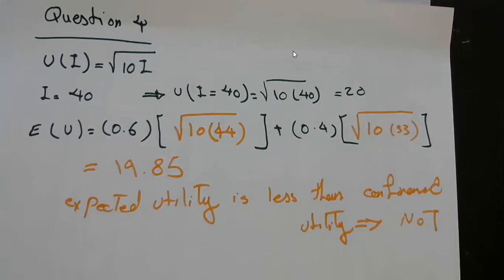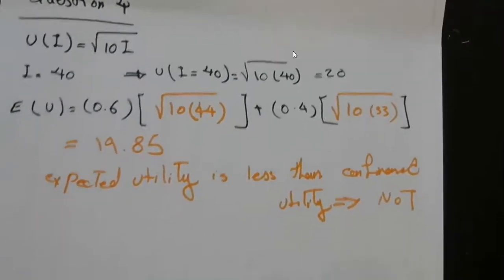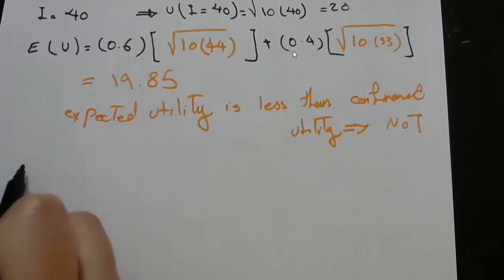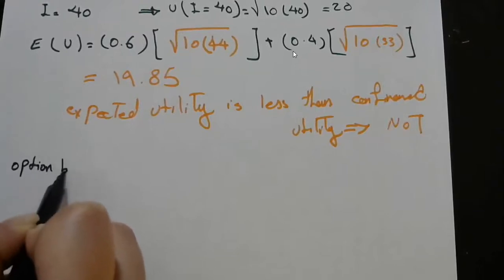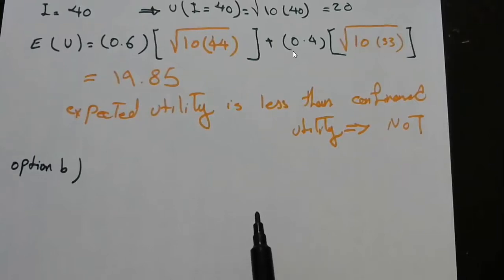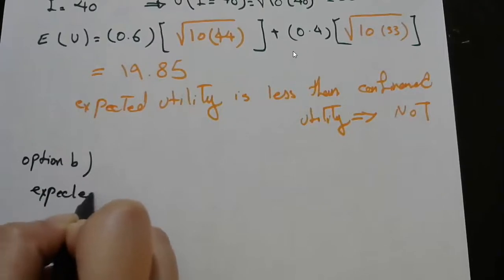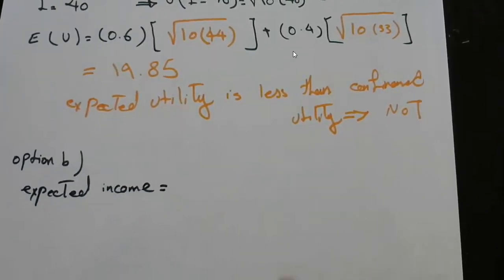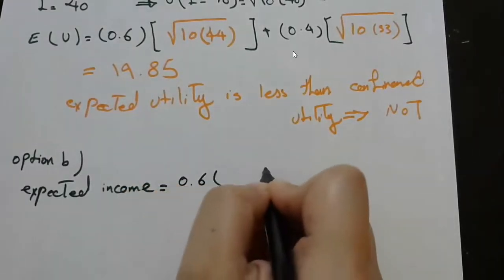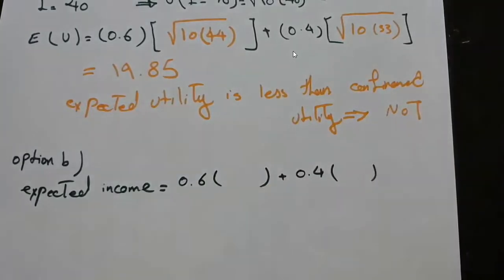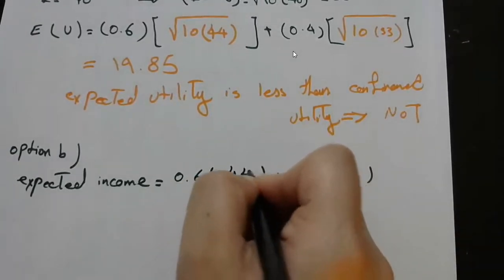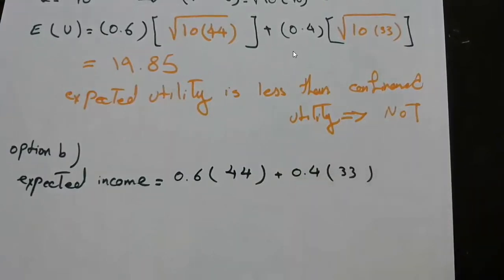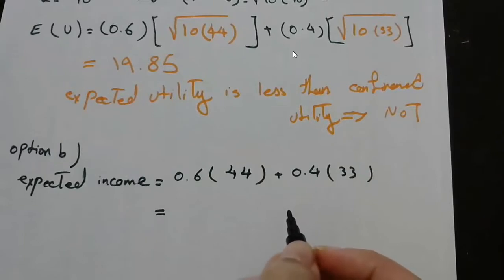Another reason that you can mention, if you haven't calculated this way, you have another option to calculate it the second way. Option B to answer the same question: you can determine that Sarah should reject the offer if you calculate the expected value of the new job, or the expected income. So how much is the expected income? It's equal to, again, the probability of one situation multiplied by the value plus the probability of the other situation multiplied by the value. The value of one is 44, the value of the other one is 33. So how much is the expected income? I think it should be calculated.